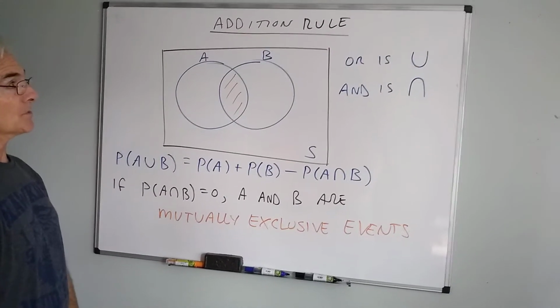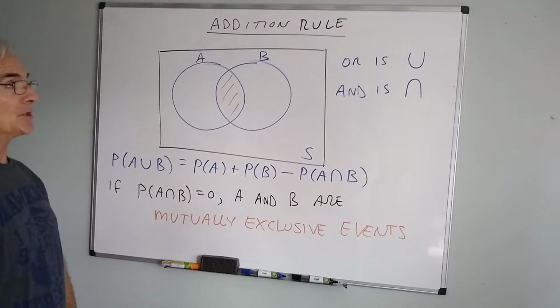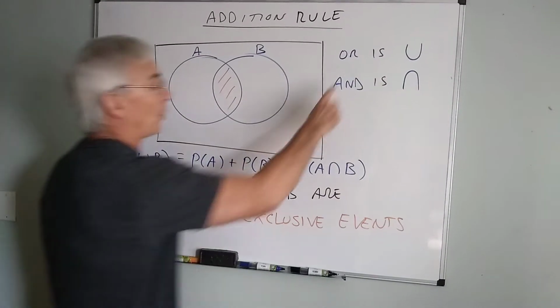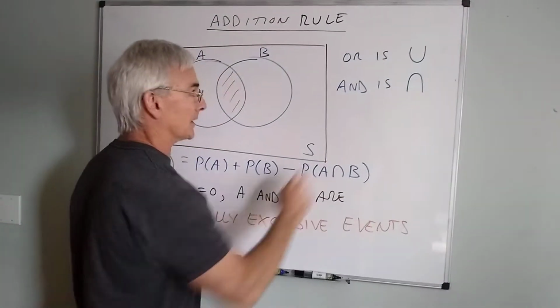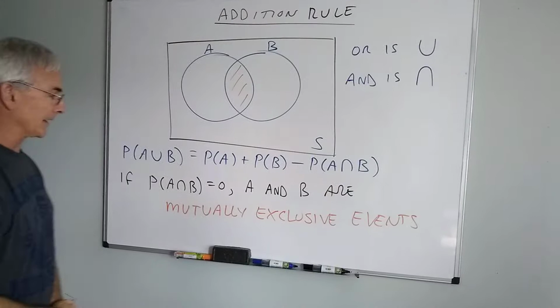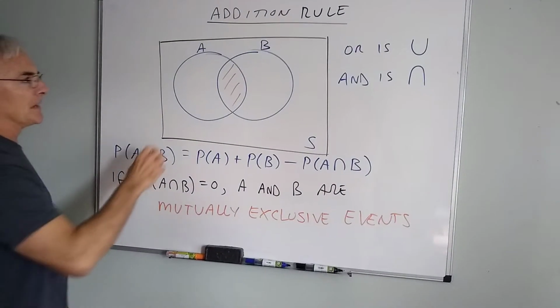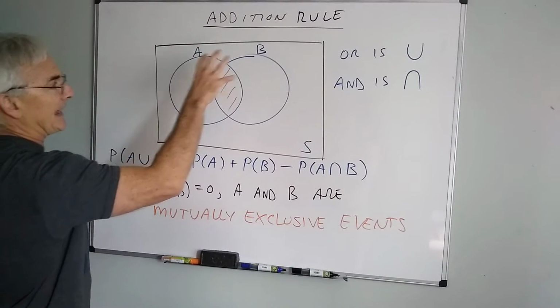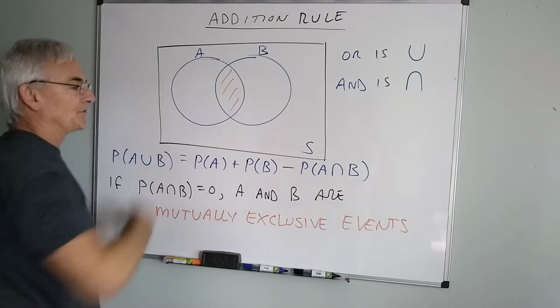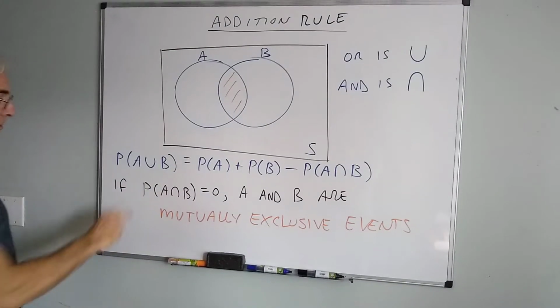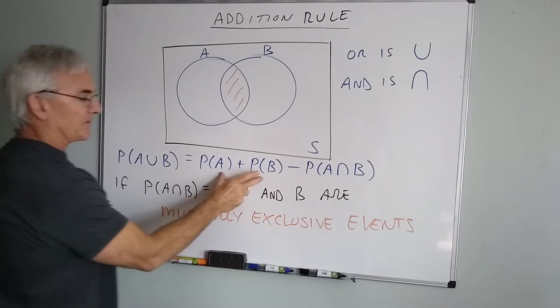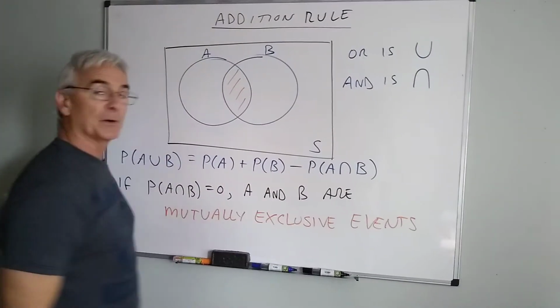And the question is, what is the probability of A union B, or A or B, since or and union are the same thing, and an intersection are the same thing? Well, if I look at the picture, if I take the probability of A and I add it to the probability of B, I will double count the intersection. So the probability of the union is the sum of those probabilities minus the probability of the intersection.